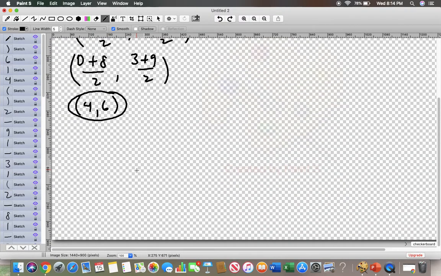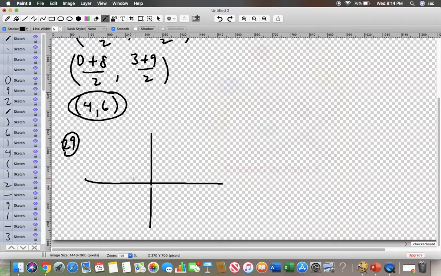Let's turn to the next page and let's do number 29. It says find the lengths of the sides to the nearest tenth of triangle ABC, and it gives us the vertices. So let's go ahead and graph them. A is at 1, 2, 3, 1, 2, 3, 4, 5. Here is A. B is 1, 2, 3, 4, 5, 6, 7. B is way down here. And C is at 2, negative 3.